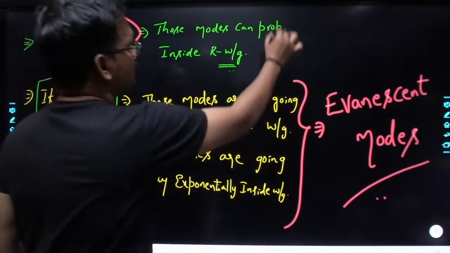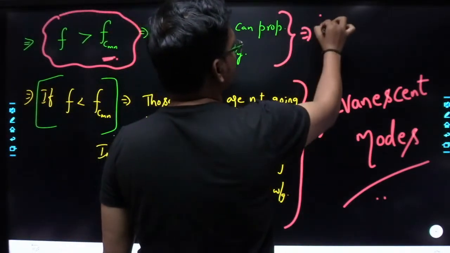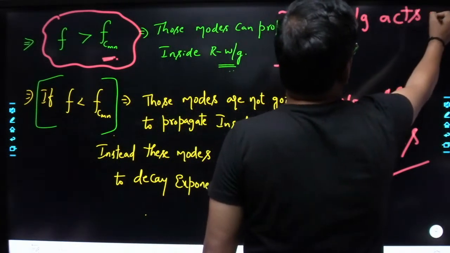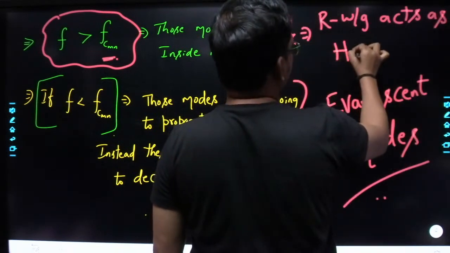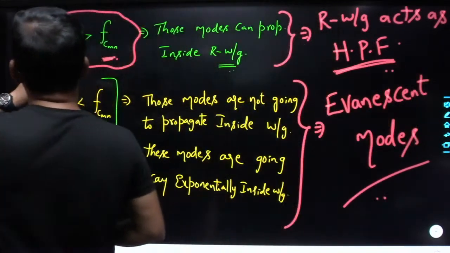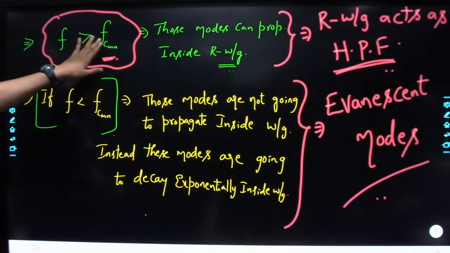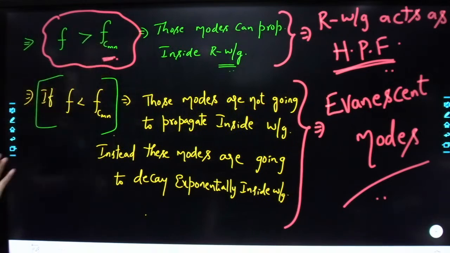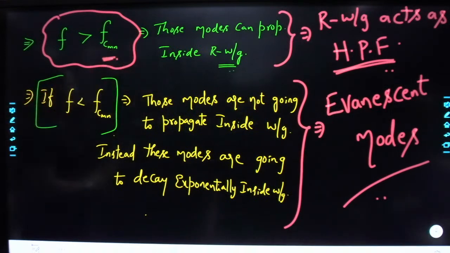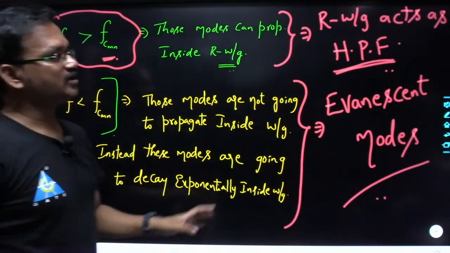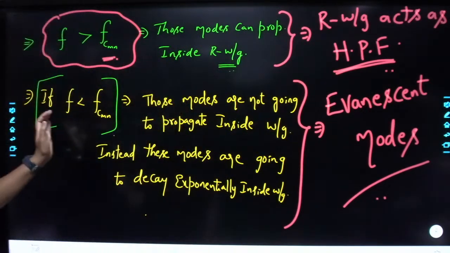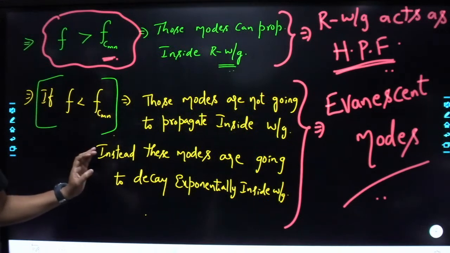Okay, and hence we can say the rectangular waveguide is acting like what here? Rectangular waveguide acts as a high pass filter. Right? So it is going to allow the frequencies which are greater than the cutoff frequency. Only those modes are possible to propagate inside the rectangular waveguide. So that's why I can say this rectangular waveguide is going to act like a high pass filter.